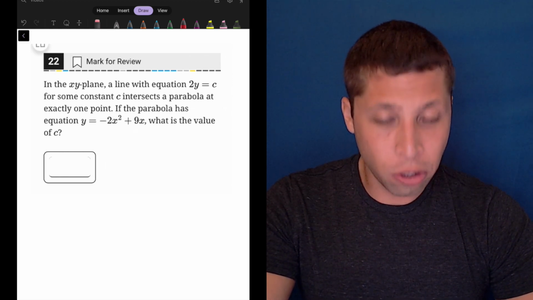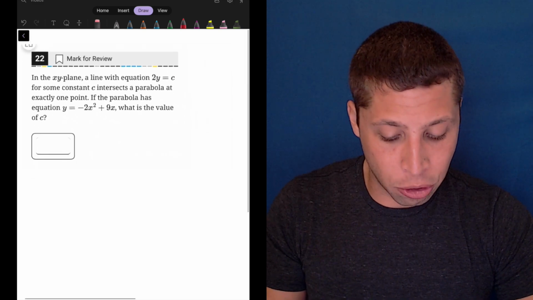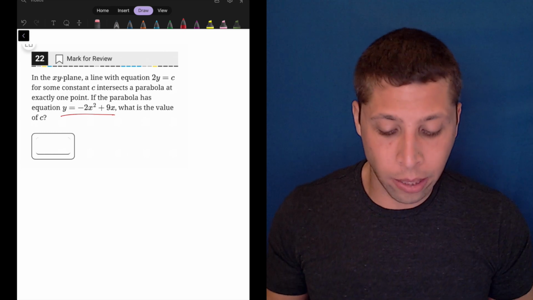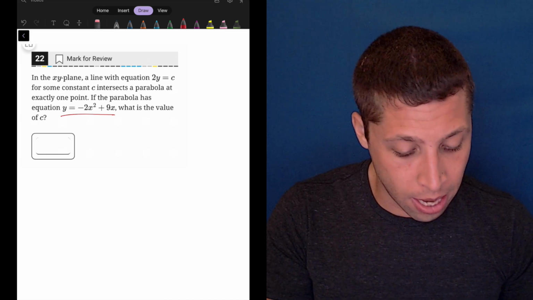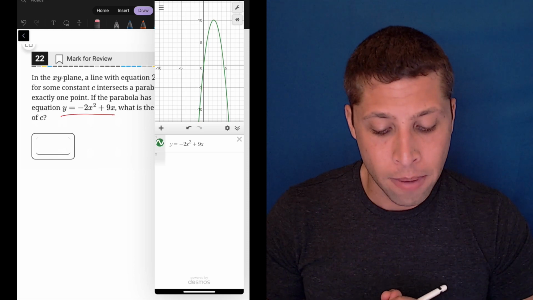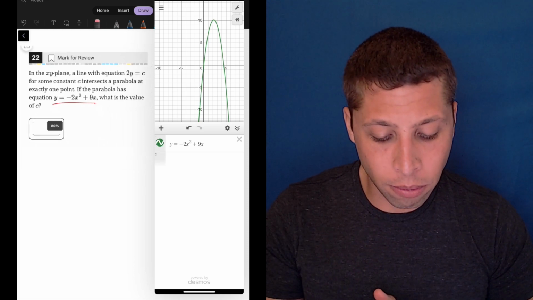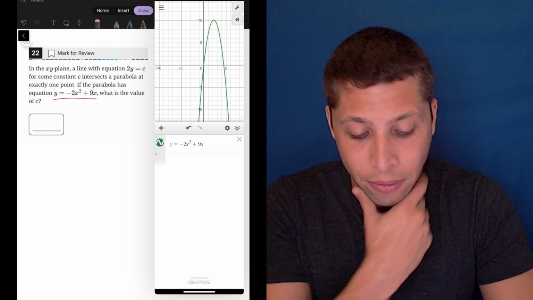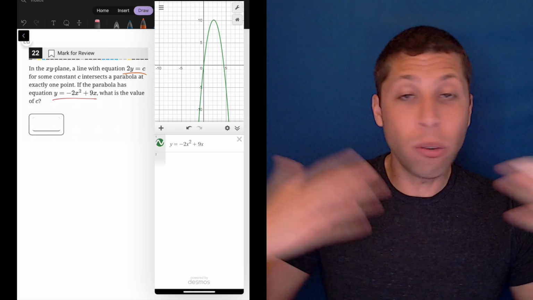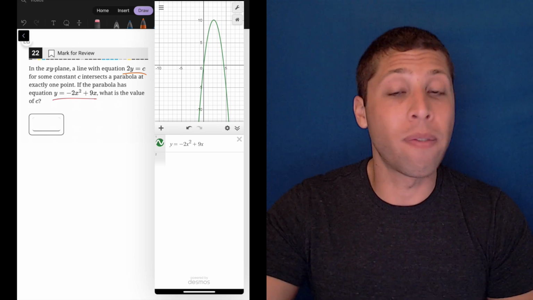So first of all, we could do the easy thing, which is graph this quadratic, y equals negative 2x squared plus 9x, and see what it looks like, right? So it's an upside down parabola. Now, we can't really graph the other thing, 2y equals c, because we don't know what c is. C is a number, and we're trying to find that number.